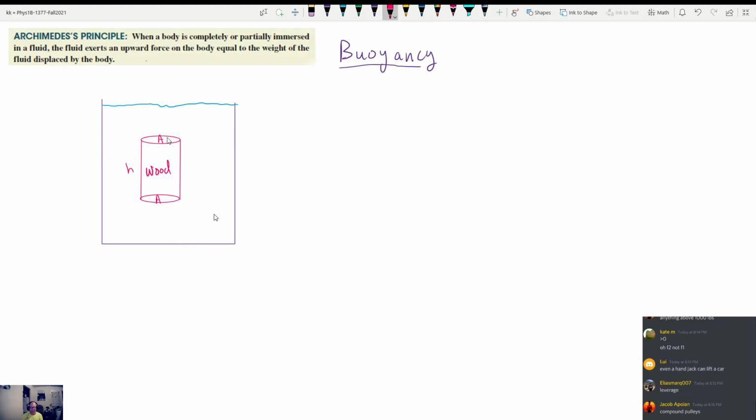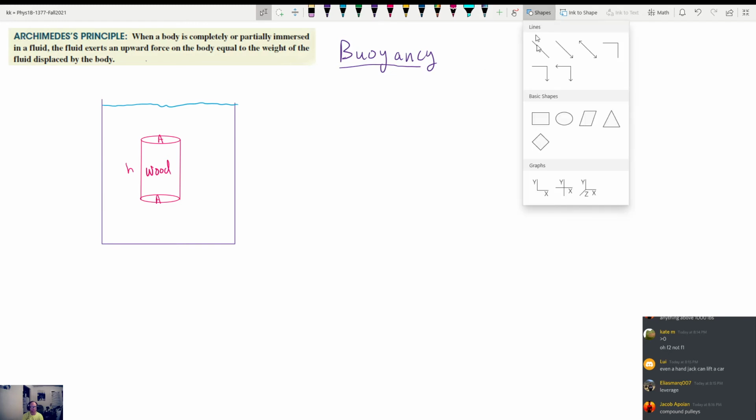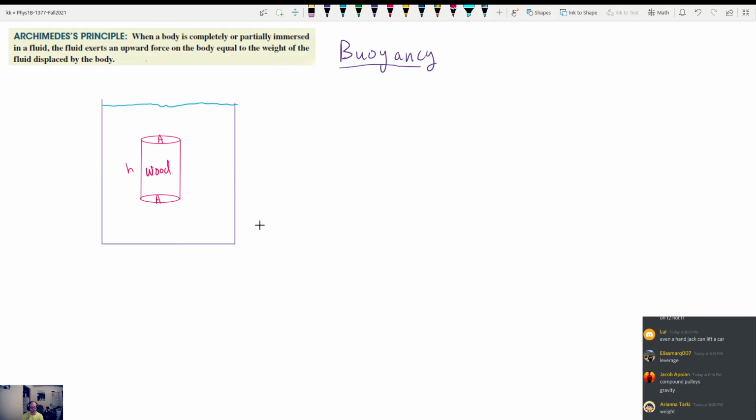So at a moment in time, we want to analyze the forces acting on this piece of wood when it's submerged in water. What are the forces that are going to be acting on this piece of wood? What will they be? Gravity, weight, yeah, okay. So there's going to be a force, I'll put it kind of off to the side here. That's the weight, right? And then what else is there? There's going to be some pressure, right? Yep. Just as you're saying.